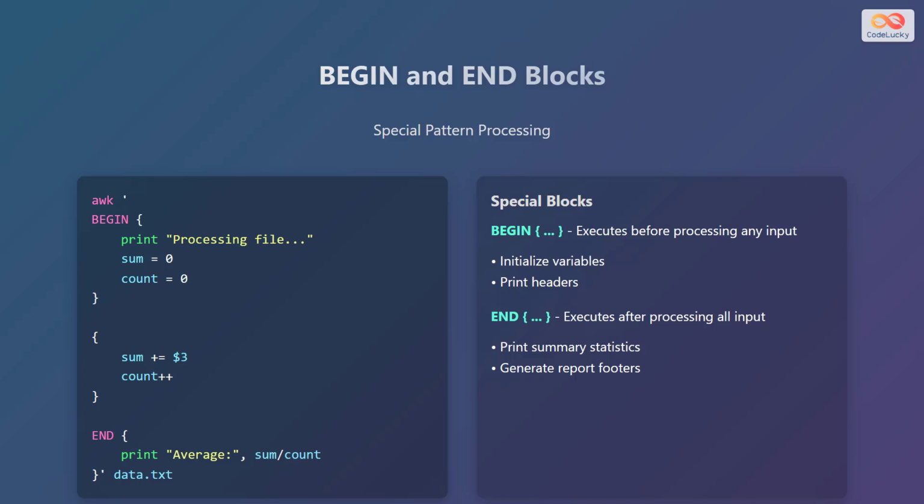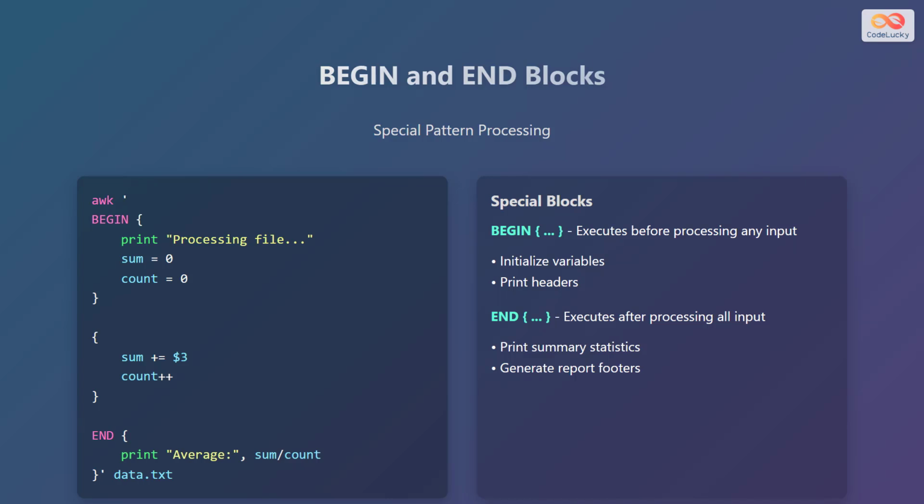Awk includes special BEGIN and END blocks that perform actions before and after processing the input data. BEGIN is useful for initializing variables and printing headers. END is useful for printing summary statistics and report footers.